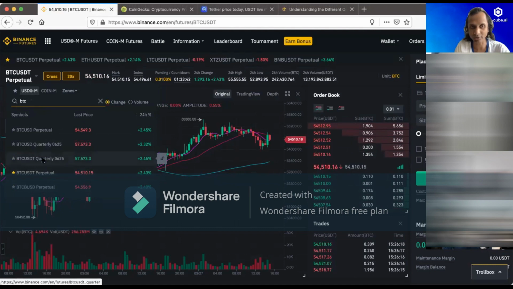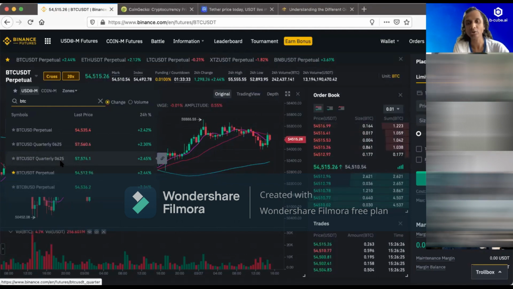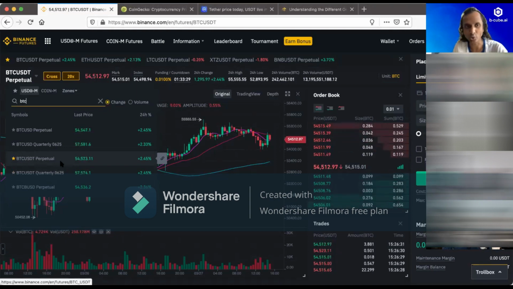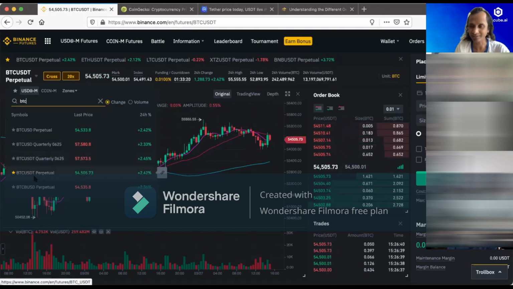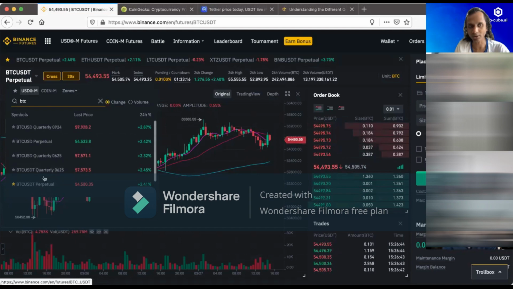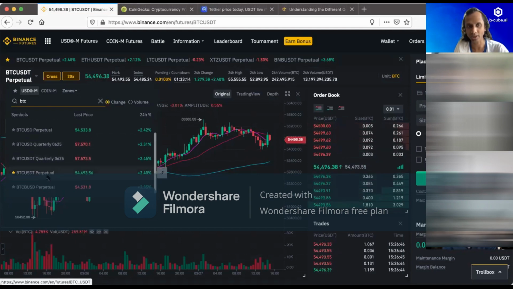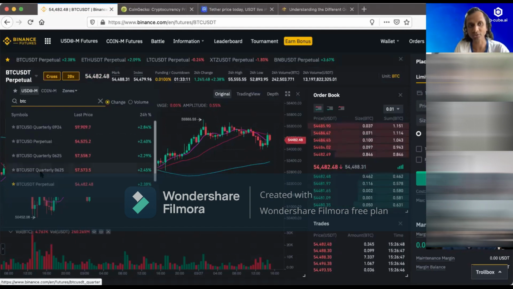And when it comes to other kinds of quarterly contracts, you see it's written 0625, which means it's expiring in the month of June. Yeah, 06 is June and 25. On June 25, this contract is going to expire. Then you need to shift to another contract. So that's what it means. But when it comes to perpetual contracts, there is absolutely no expiry. This is the major difference between these quarterly and perpetual contracts.